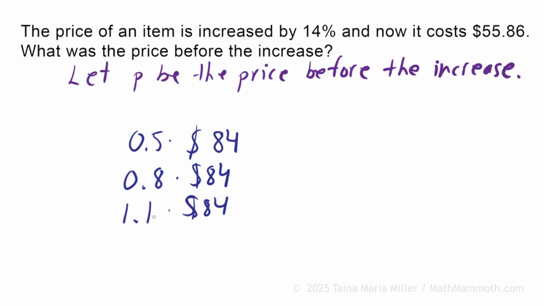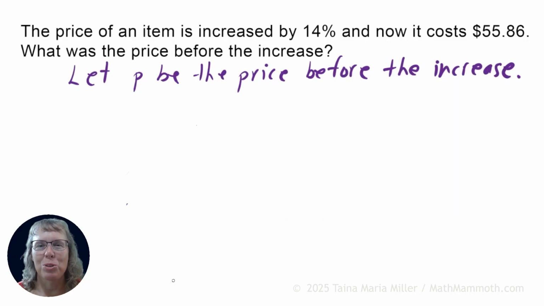This 1.1 comes from 10% being 0.1, and then we have an increase. We actually have the price plus 0.1 times the price. In other words, 84 is the price, and then we add to that 10%, or 0.1 times the price.